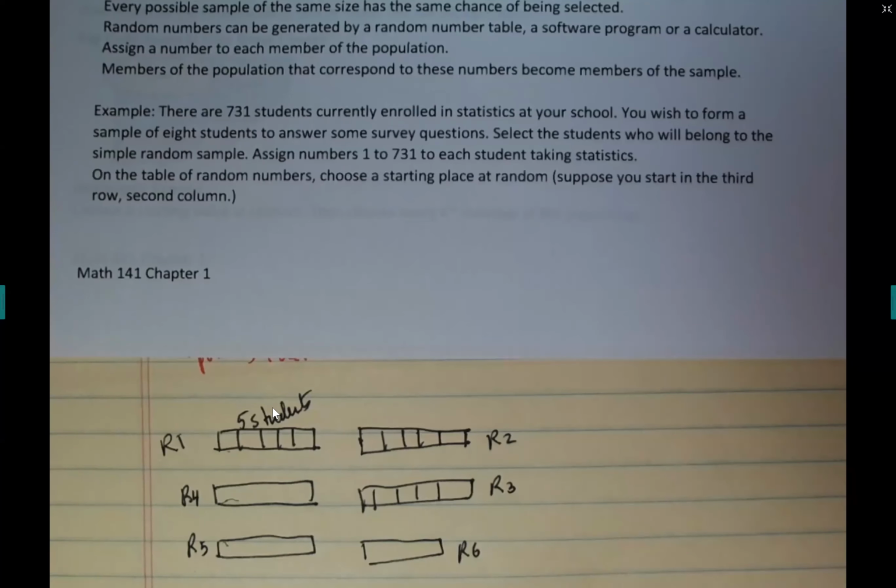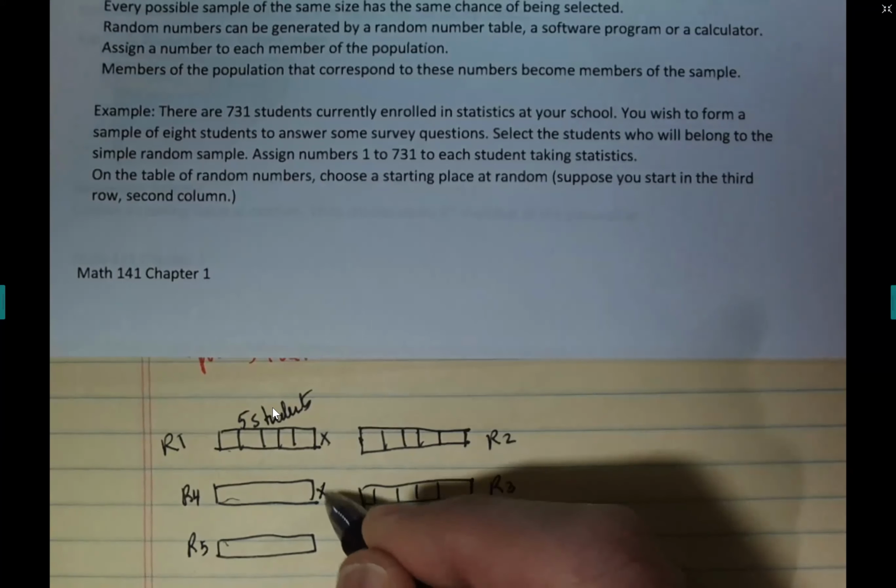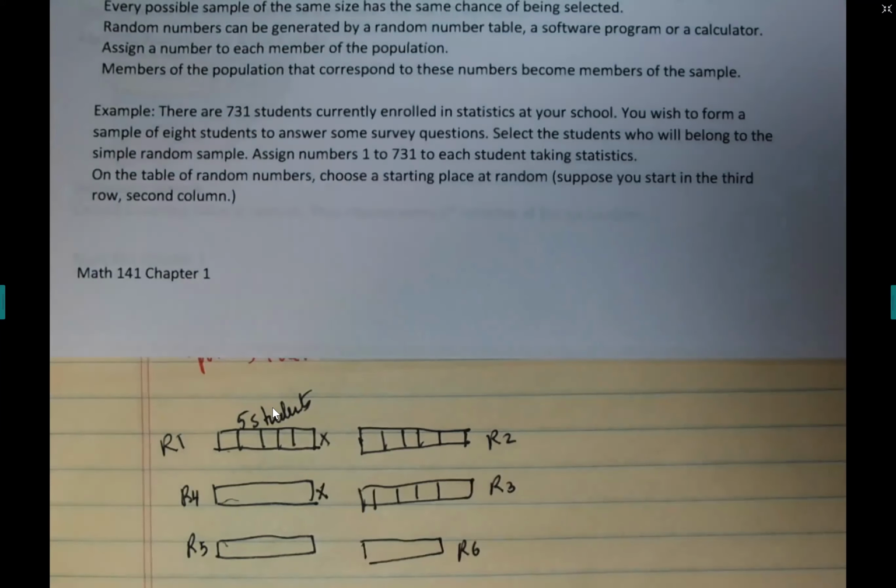Yeah. But okay, let me tell you why it's not a simple random sample. That means the student who's sitting here and another student who's sitting there, in row 1 and row 4, will never be together.